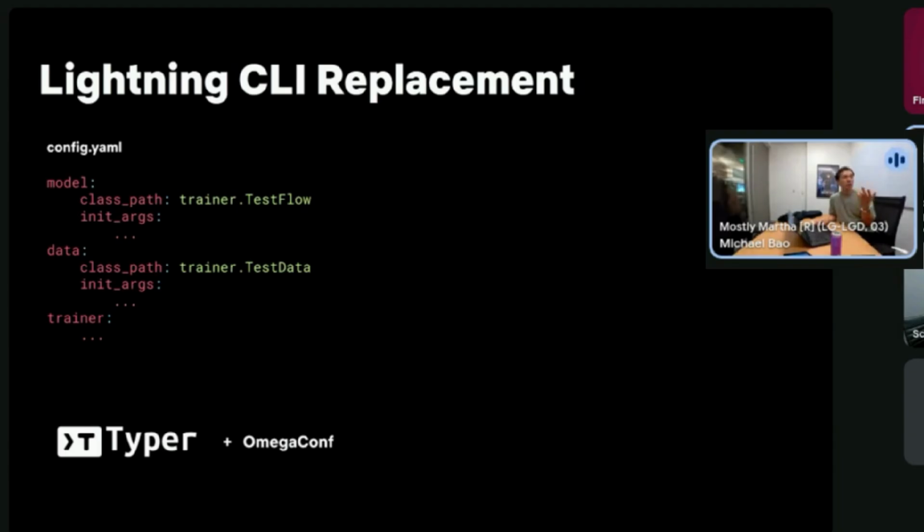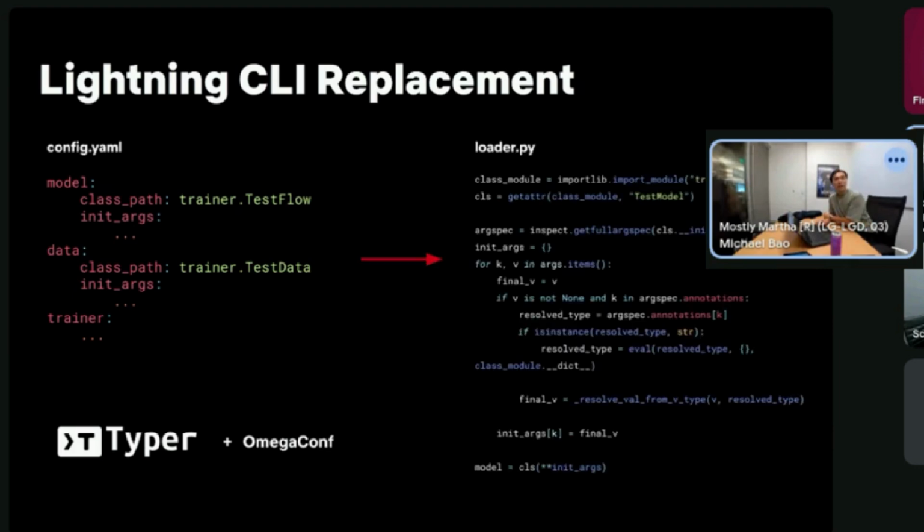Then we switched it to use Typer, which is a CLI tool, and OmegaConf, which is just a way of nicely parsing YAML files. Then we were able to just dynamically load this. It was actually pretty simple to write, but you just have to make sure that your researchers are annotating their init function, so that you can parse out the annotations and resolve the types properly. That effectively gives you the equivalent functionality to Lightning CLI.